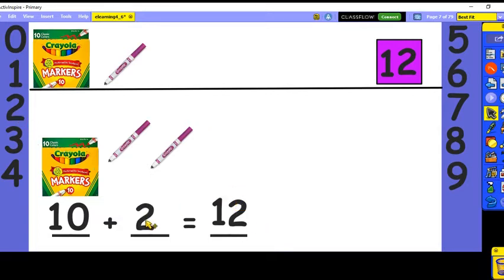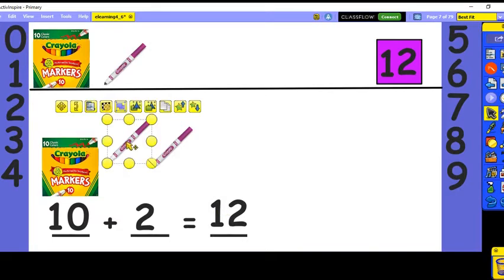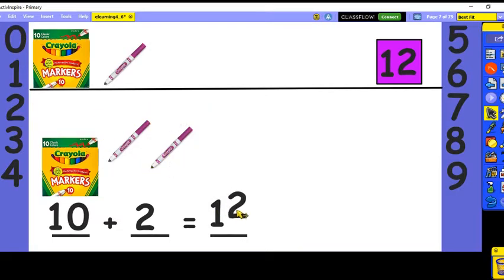So here's our equation. 10, a box of 10, 10 plus 2 equals 12. And again, you can see our box of 10 is like the 1 in the tens place. And then our 2 single markers is like the 2 in the ones place. 10 plus 2 equals 12. Or you could do the related fact, 2 plus 10 equals 12.